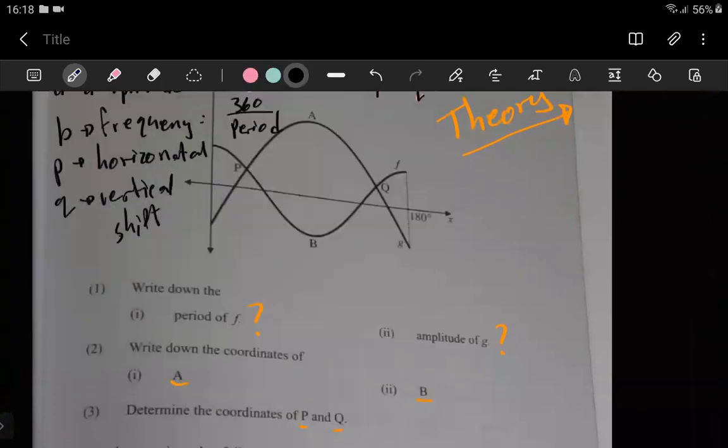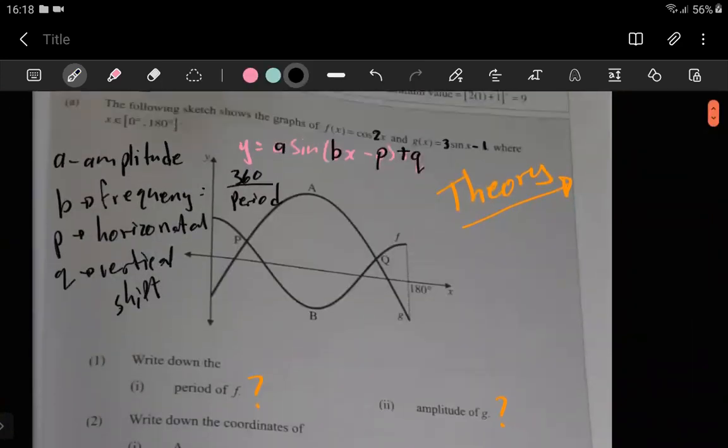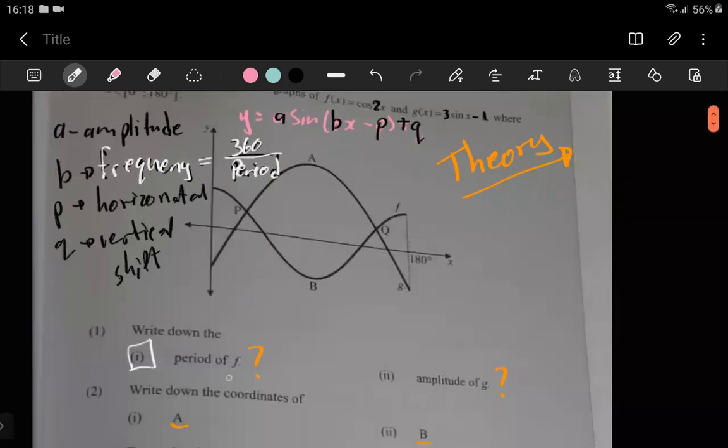So let us go now. For example, here they want us to write down the period of f. So if they want us to write down the period of f, then we should just use our frequency formula. Frequency is equal to 360 over the period. So here we know that 2 is equal to 360 divided by P.